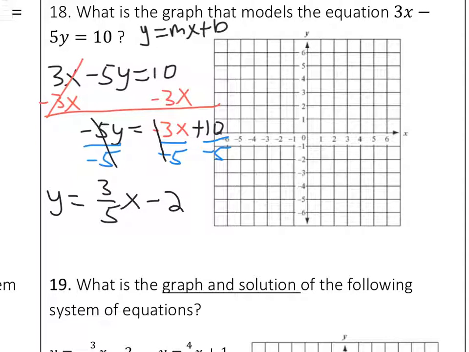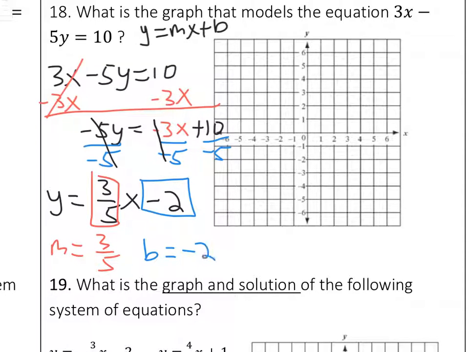Okay, good. So now we are good to label our m and our b. Our m is what is connected to the x, so that is going to be 3 over 5, or in other words, our slope, rise over run. And our b is going to be that number that is added or subtracted to the end of the equation. So b is equal to negative 2. And remember, you want to include that sign. If it's a plus sign, it would be positive, and a minus sign would be negative.